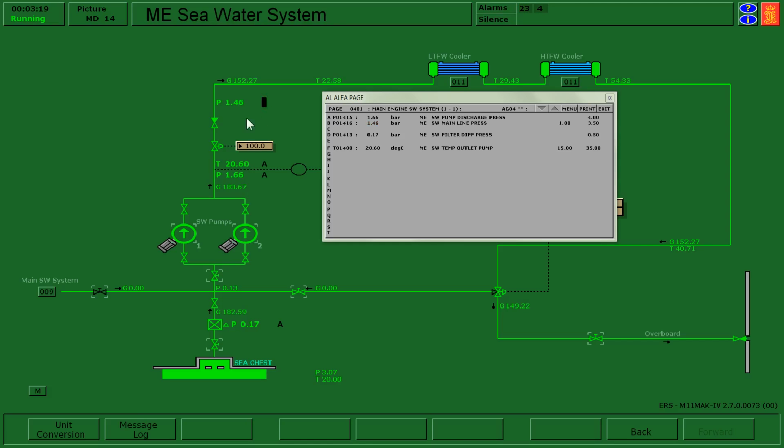What's interesting here is that even though I'm now inside the acceptable range for this pressure between 1 and 3.5, my alarm is still active. So the question is, how do I get rid of that alarm? Well, what I have to do is acknowledge it. So the alarm only goes away by me clicking on it.